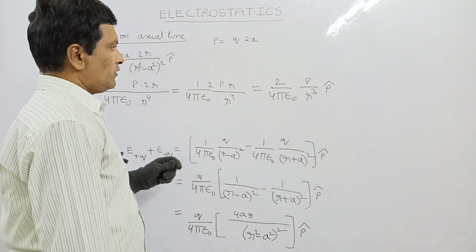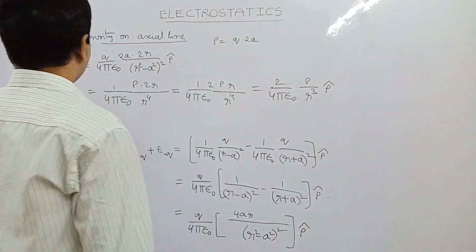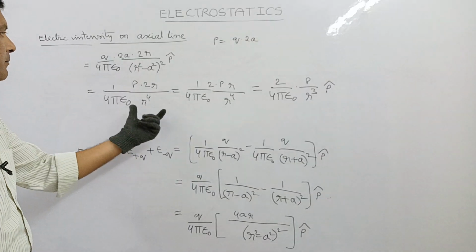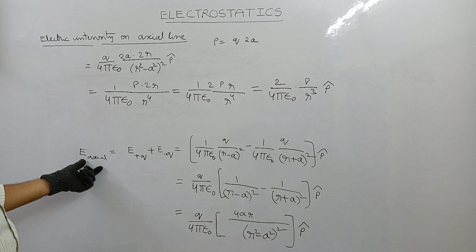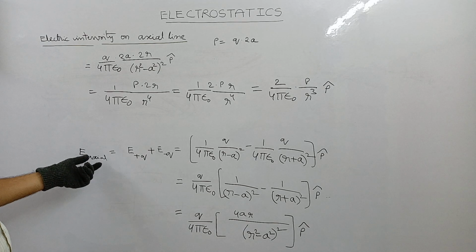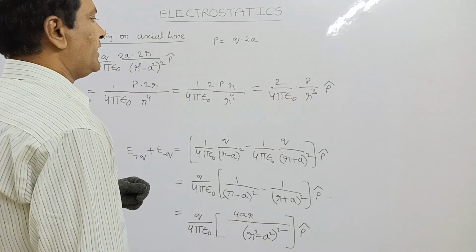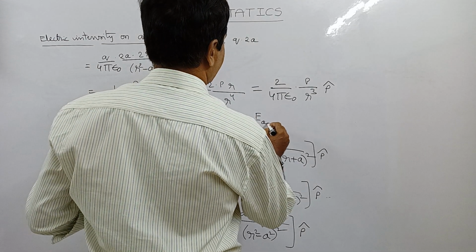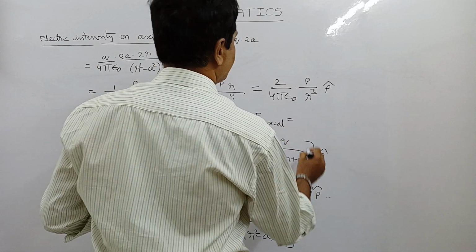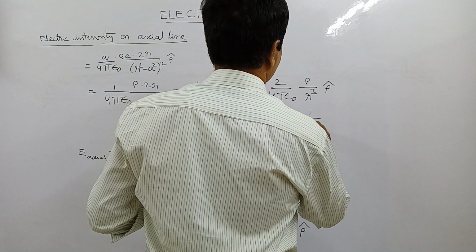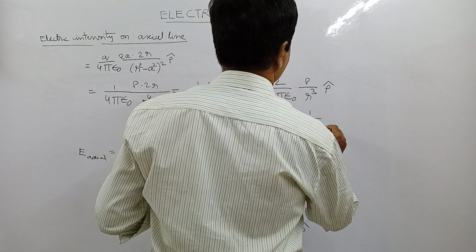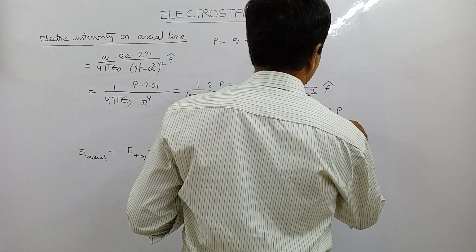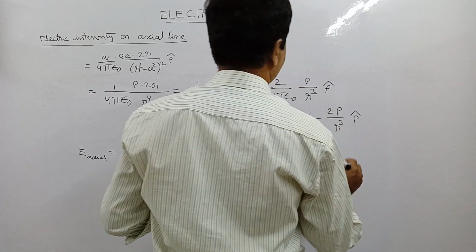So the final formula, the E axial. After simplifying step by step, the E axial, that means the electric intensity on the axial line due to a dipole, can be written as E axial is equal to 1 by 4 pi epsilon naught into 2 p by r cube p cap.